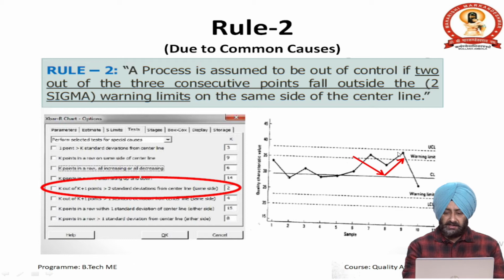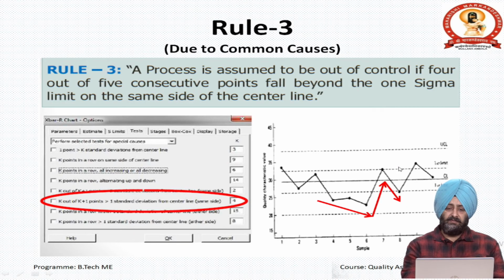It is not necessary that the process is out of control only when the points are outside the control limits. Even when the points are within the upper and lower control limits, there are still rules through which you can predict whether the process is in control or out of control. So this is rule 2: if 2 out of 3 consecutive points fall outside the 2 sigma zone, then you can say the process is out of control. Similarly, we have rule 3.